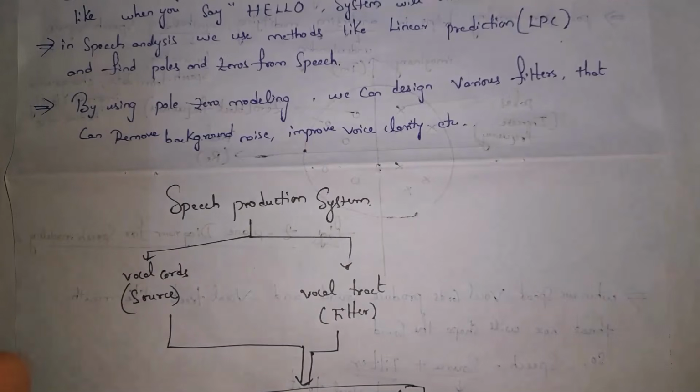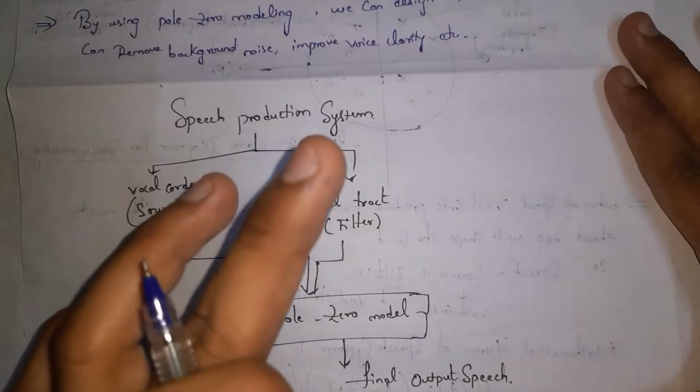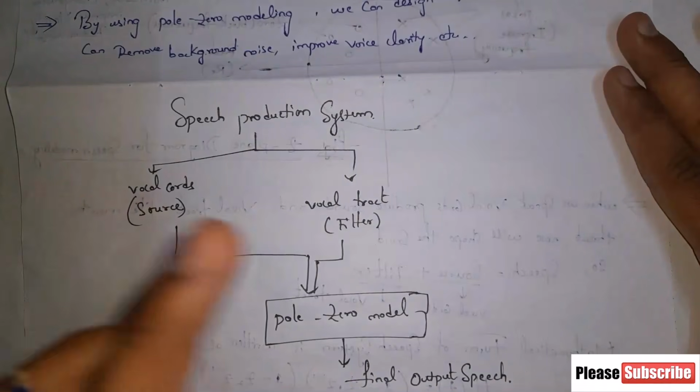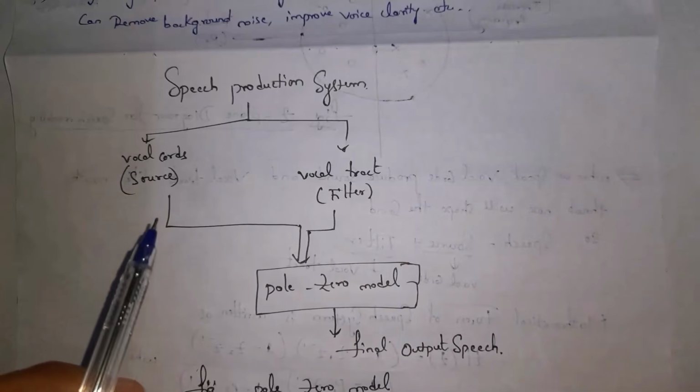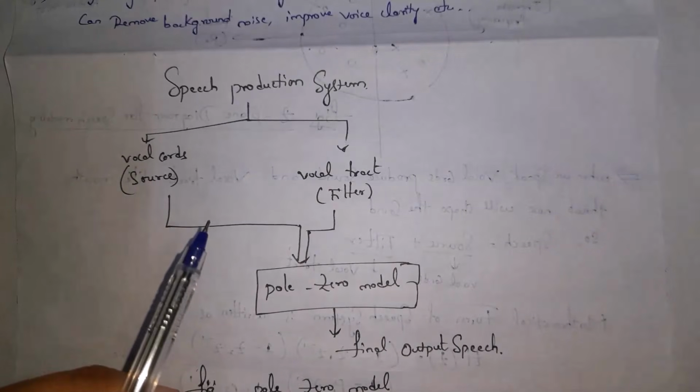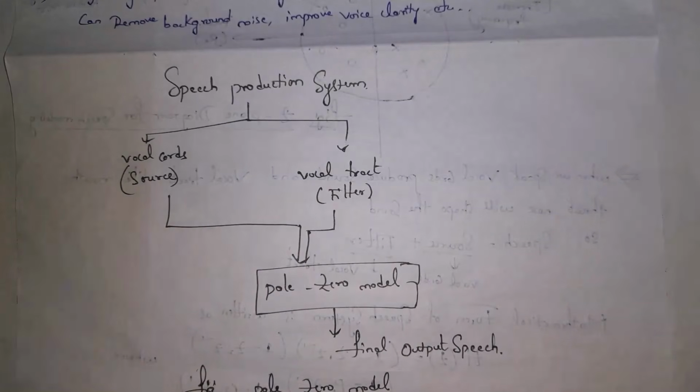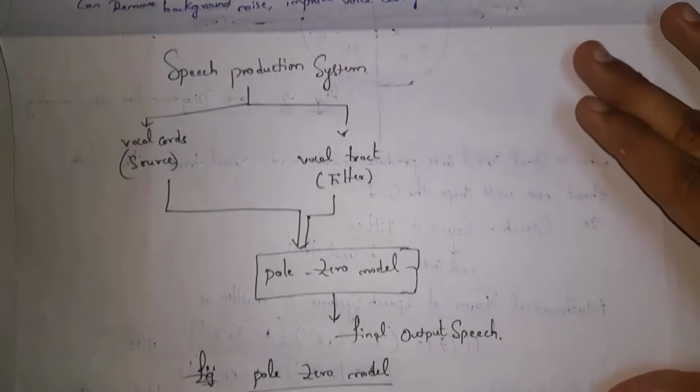And by using this pole zero modeling, we can design various filters, like filters that can remove background noise, improve voice clarity, etc. The speech production system contains vocal cords and vocal tract, where we call vocal cords the source and vocal tract the filter. Our speech is a combination of both, and whenever we give our voice to the pole zero model, it will understand our voice, modify our voice, and then apply various kinds of filters, and then it will give output. This is all about the pole zero model.